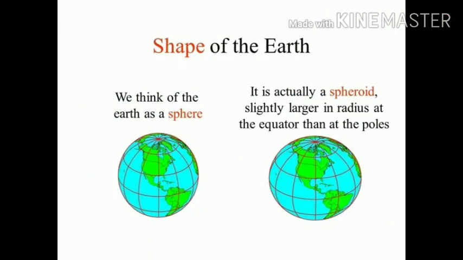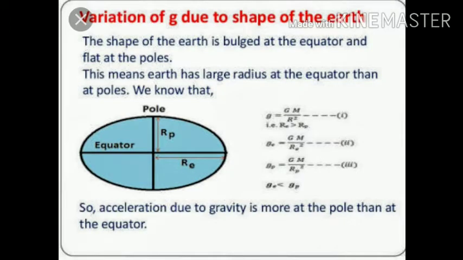So first one is the shape of the earth. Now generally we know earth is a sphere, but it is not an actual sphere. It is a spheroid. That means the earth is bulged at the equator and at the poles it is a bit flat. So this is changing the radius of the earth.